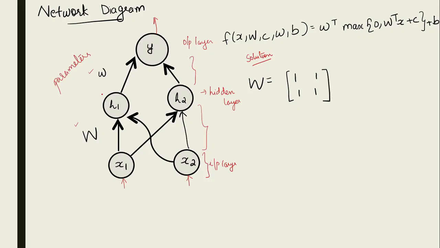So the capital W is 1 1 1 1. That means the weight for all these edges is set to 1. Then c is the bias value that we use here. It is 0, minus 1. This also should be learned through training. And small w is 1, minus 2. These are the weights for the edges. And b is set as 0.